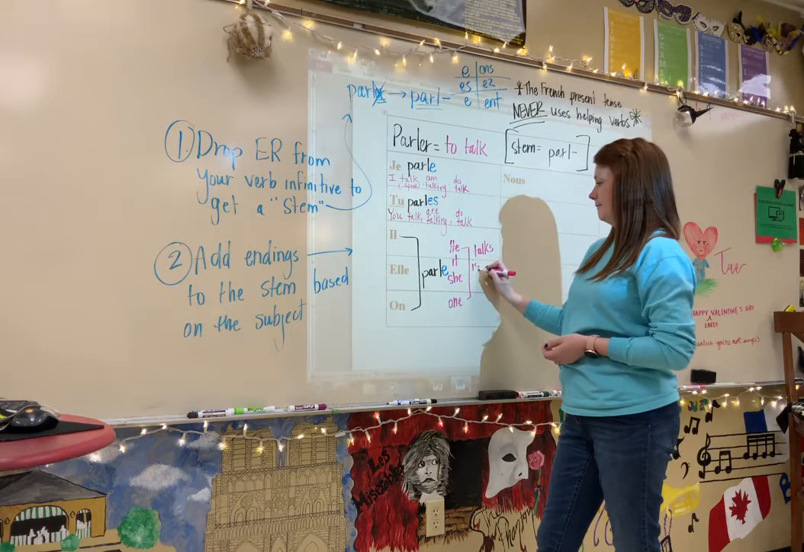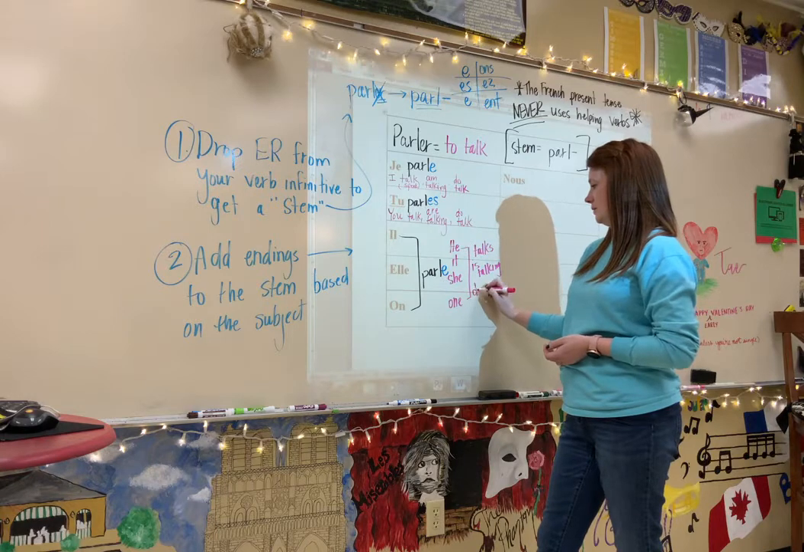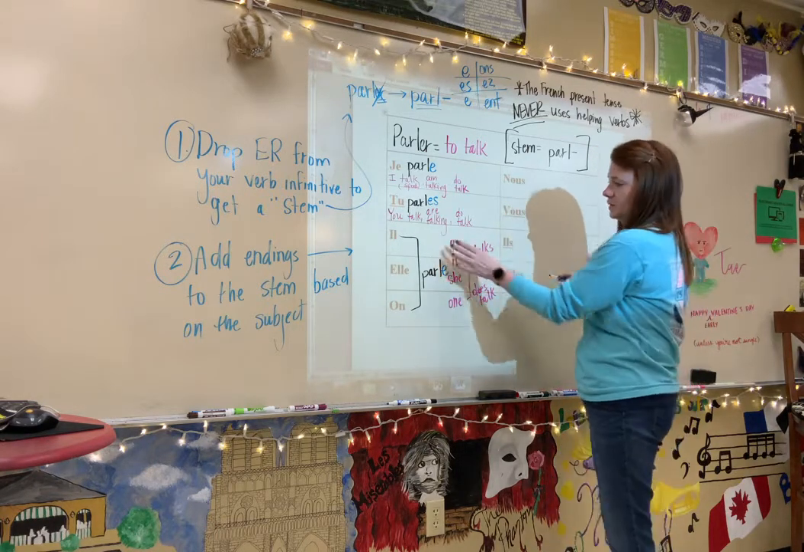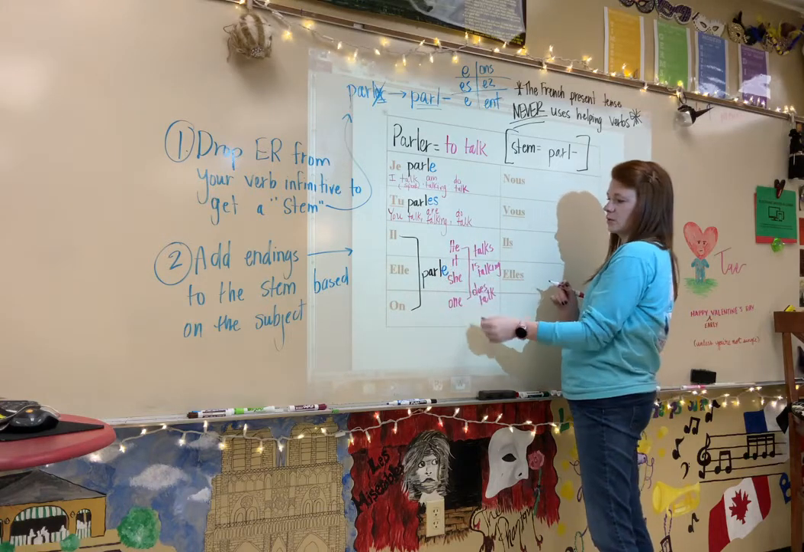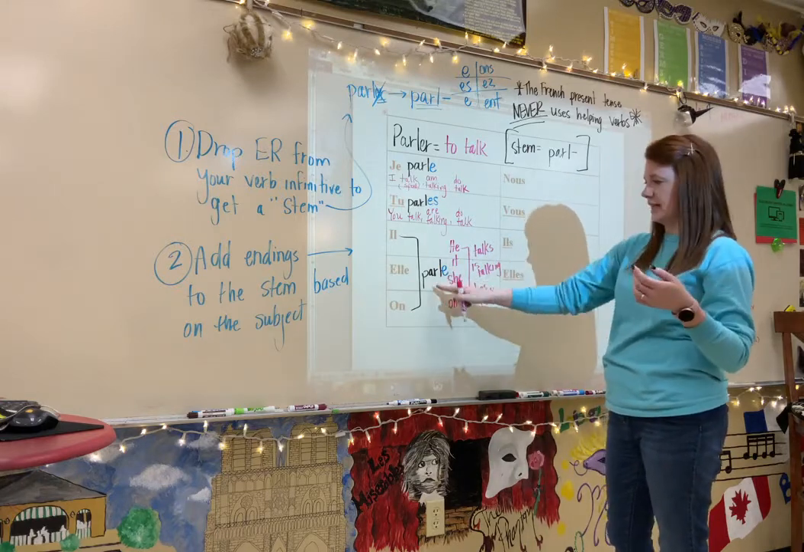is talking, and does talk. So this one is he or it talks, she or it talks, one talks, or is talking, does talk. That's how that one works. I just wrote it one time because it's the same conjugation.